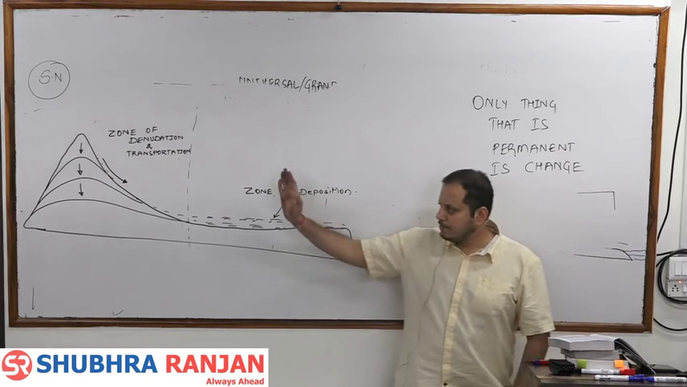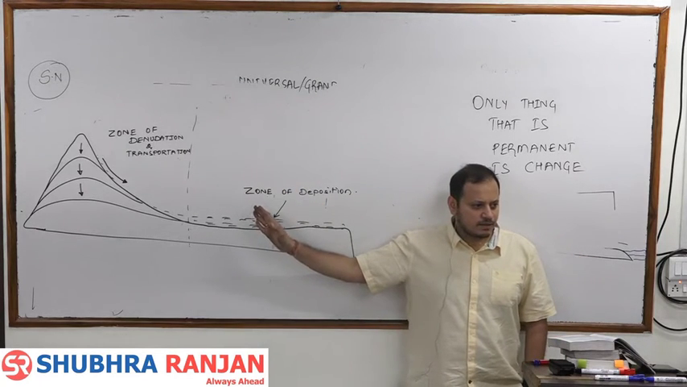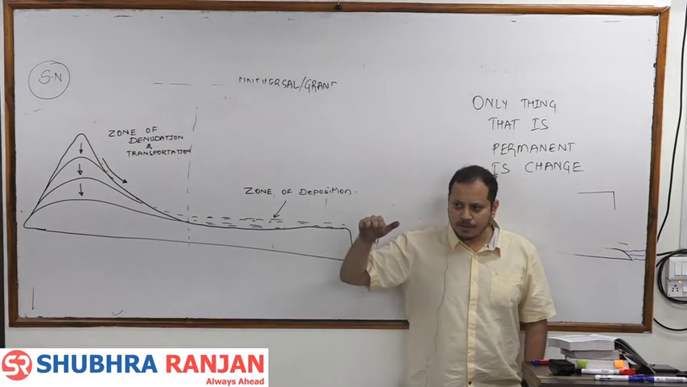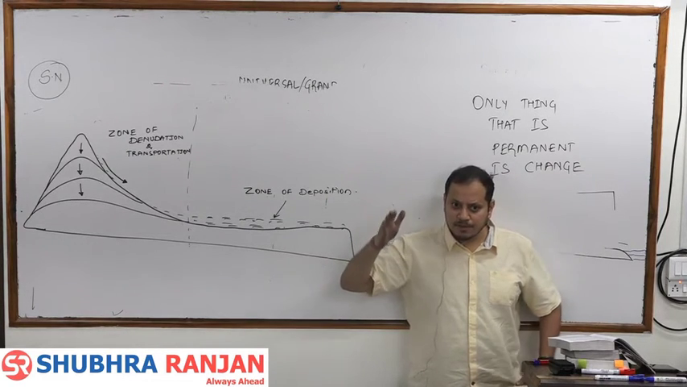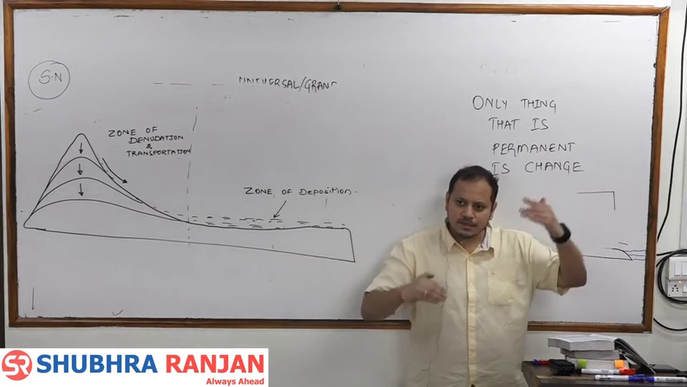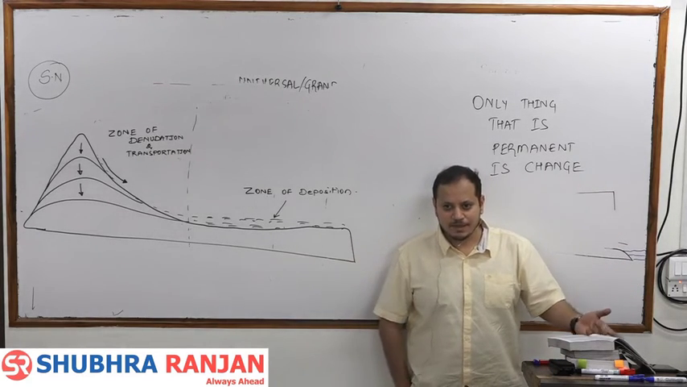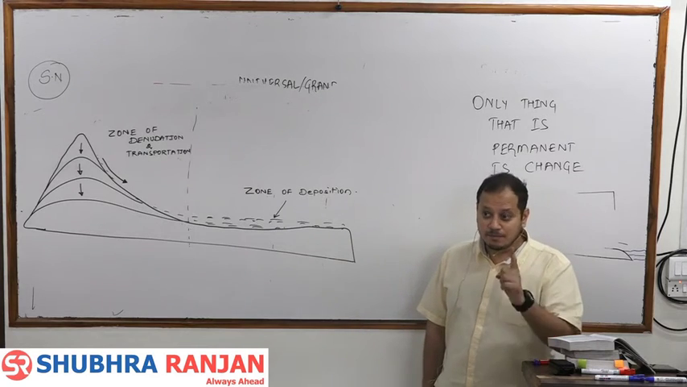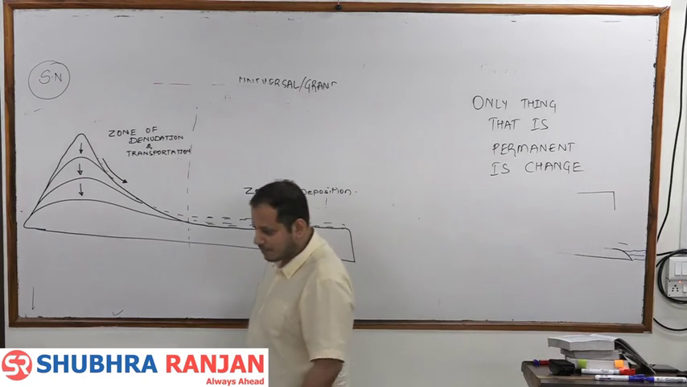For Davis to be correct, the mountains should remain just as they are. India should not move. But Davis is incorrect because even though external forces are destroying the Himalayas, endogenetic forces are increasing the height of the Himalayas. Fine? And so, the third important law of geomorphology.